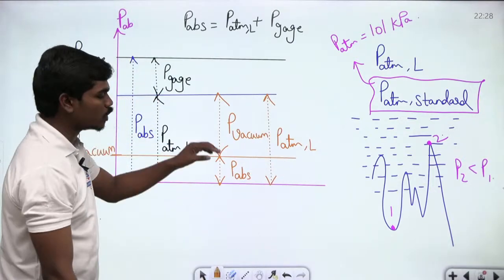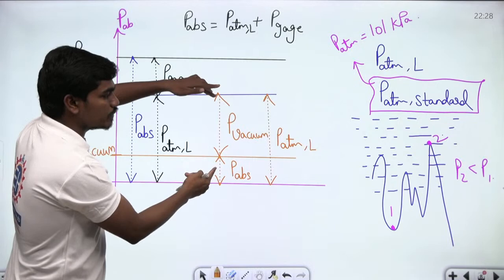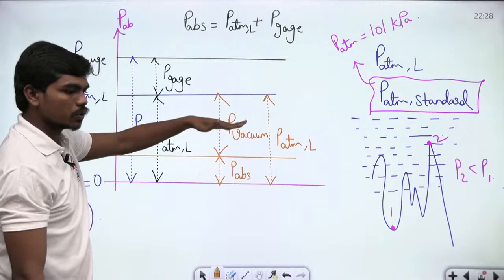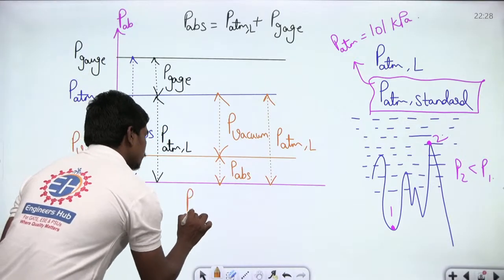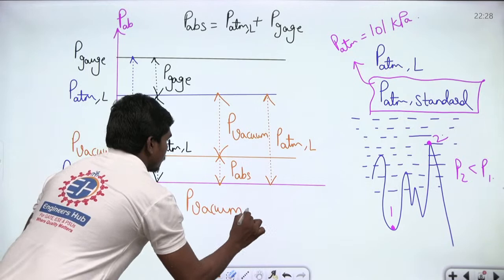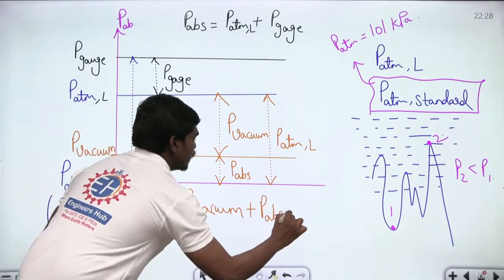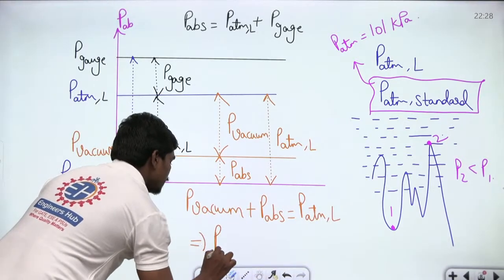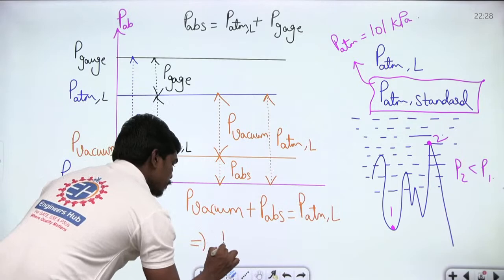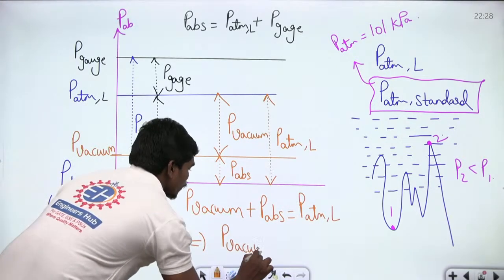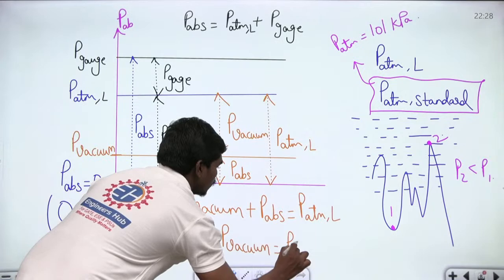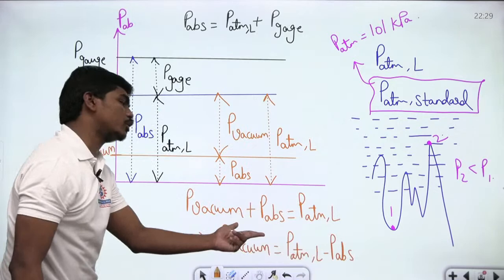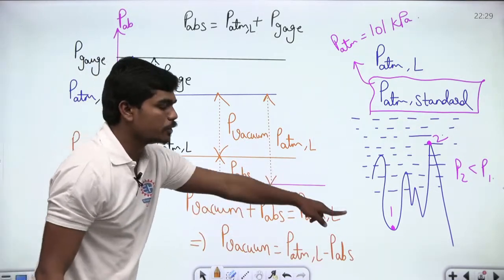Now if your vacuum gauge shows this particular reading, which is the difference between the atmospheric pressure and the absolute value, how will you write this? P vacuum plus P absolute is equal to P ATM local. If you want the expression for the vacuum pressure, you can write P ATM local minus P absolute. Or in general, for absolute pressure, you can write P ATM minus your vacuum gauge reading.